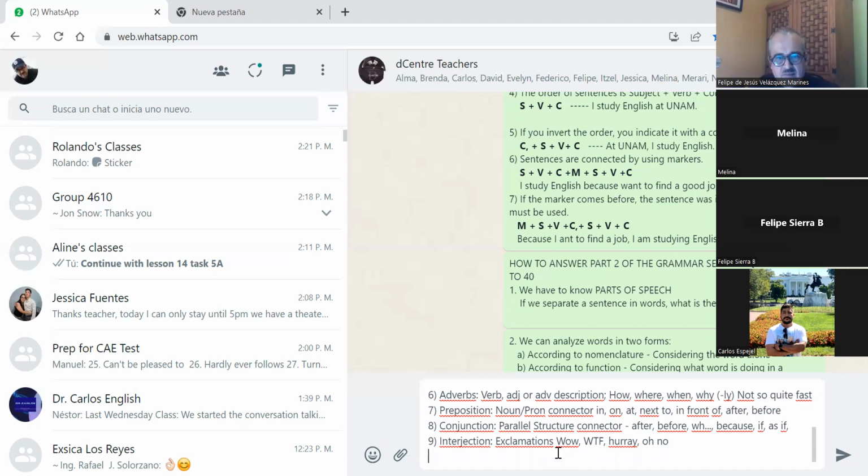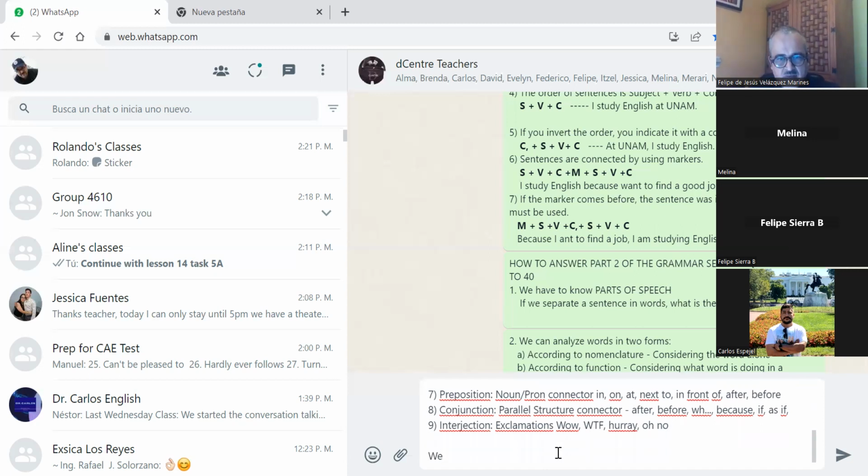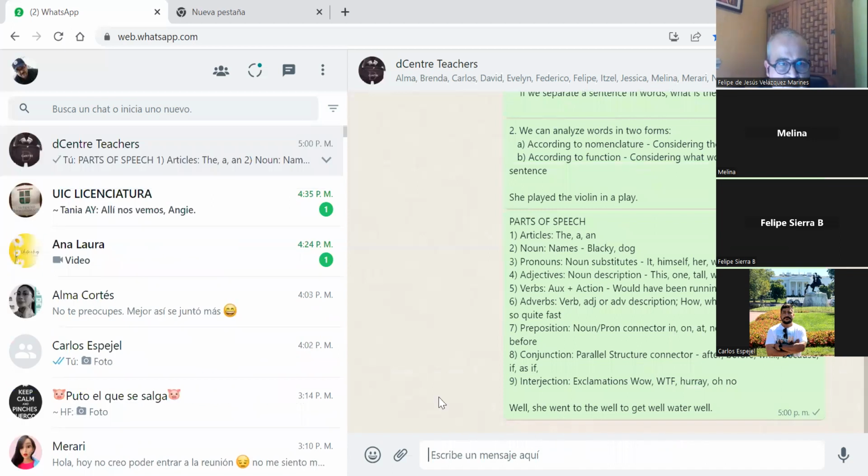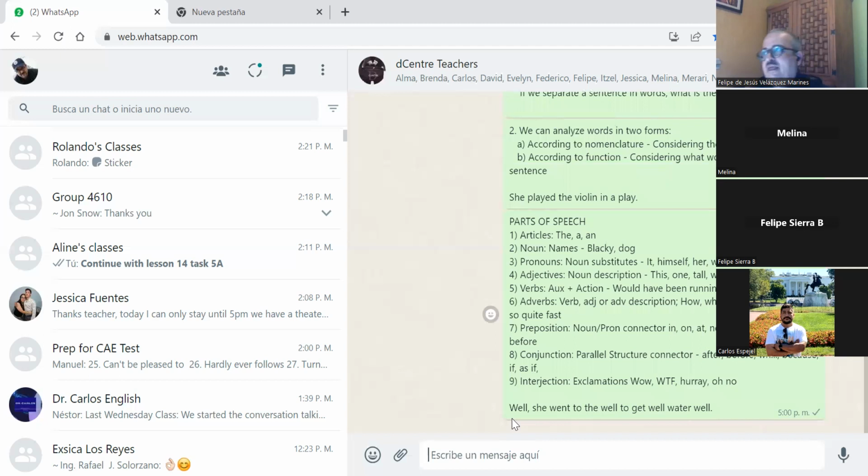For example, when I tell the students, "Well, she went to the well to get well water. Well," I ask the students, what are the functions of these words? Well, it doesn't have any meaning. It's just a sound, so it's an interjection. "She went to the well."